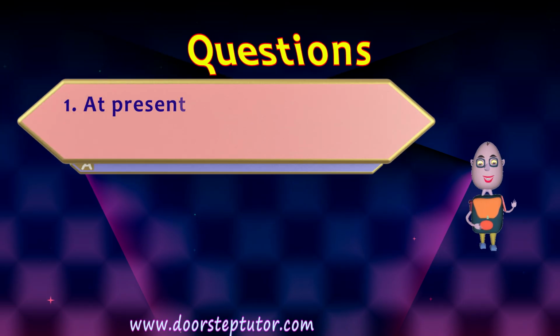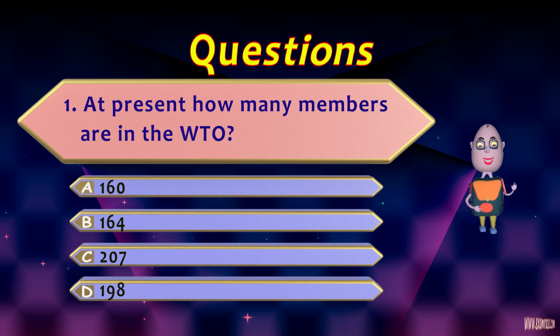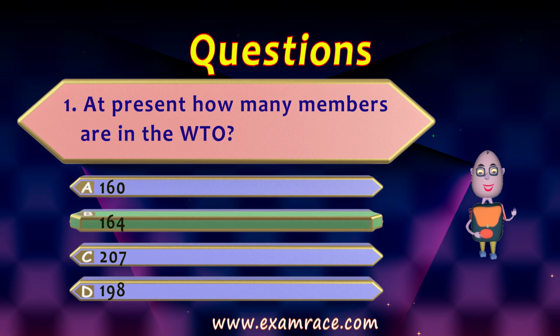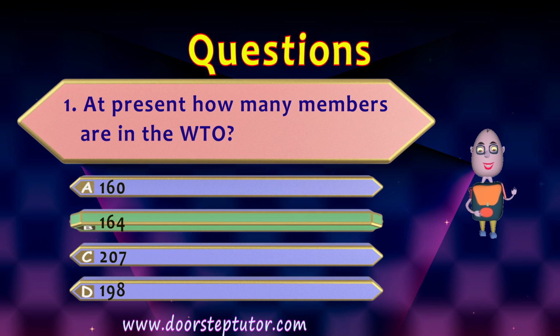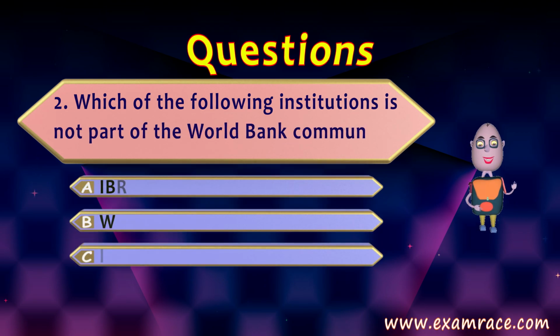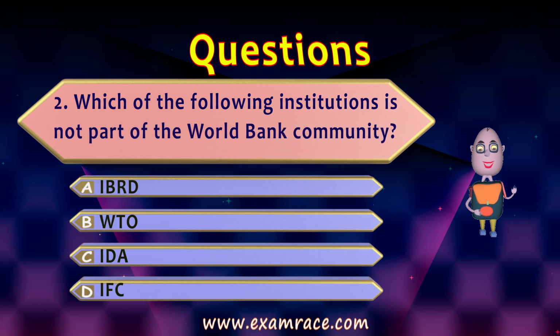First, how many member countries are there in the World Trade Organization? Here we have already seen in the previous slide that WTO has 164 member countries. The second question is, which of the following institutions is not part of the World Bank community?